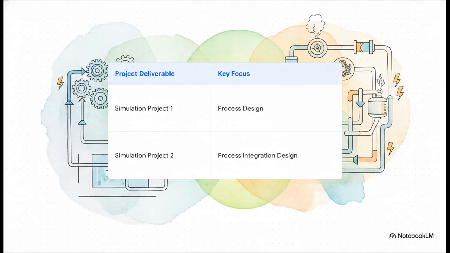And all that work leads to 2 massive final projects. The first one is all about process design. That's the core of it, just figuring out how to make the product correctly. But the second one, that's next level. It's about process integration. That's where you learn to make the whole system smart and efficient, optimizing how all the pieces work together to save energy and money.